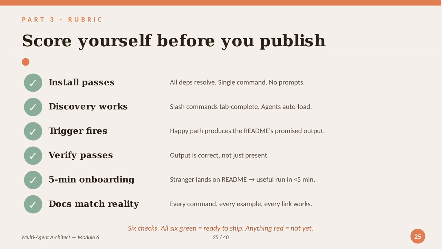All 6 green equals ready to ship. Anything red equals not yet. Fix the red first. This rubric is the gate between I built something and people can use what I built. Print it. Tape it next to the Module 5 failure mode summary on your monitor. Run it before every release, every time.